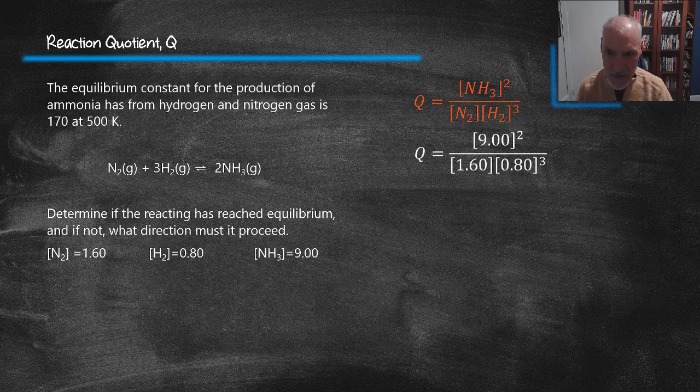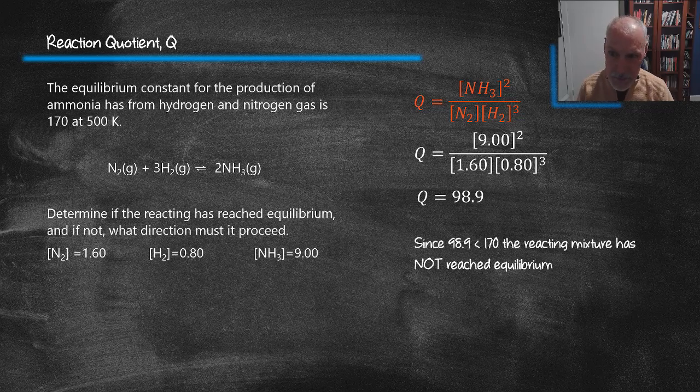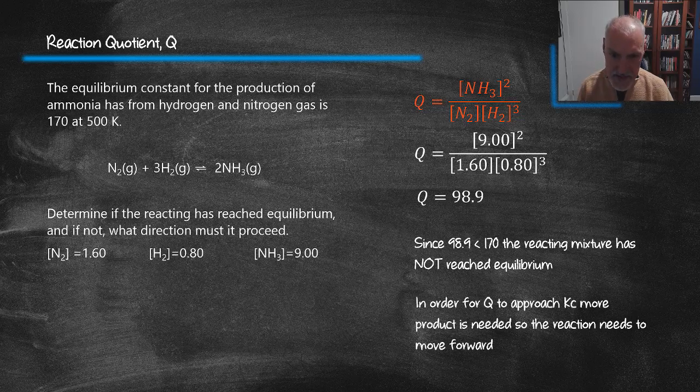We substitute in the values that were given for the ammonia, the nitrogen, and the hydrogen, and we come up with a number. That's called the reaction quotient. We can then compare that to 170. Since we're not equal to 170, we're not at equilibrium. And the fact that we're less than 170 tells us that in order for the reaction to approach 170, we need to proceed in the forward direction to produce more product.